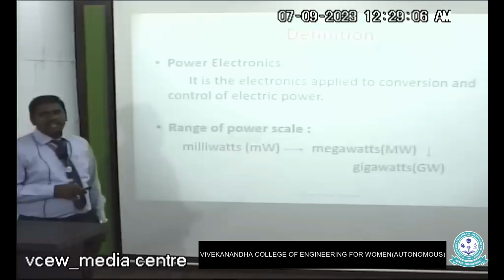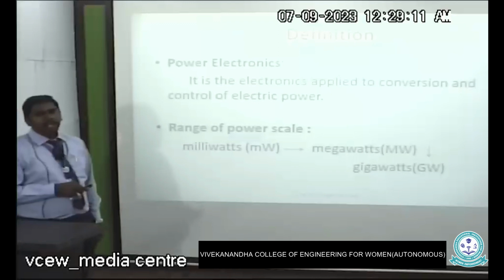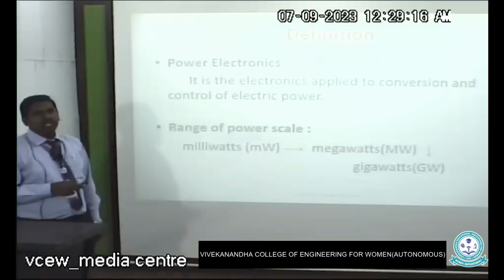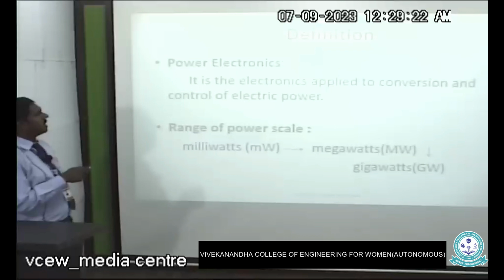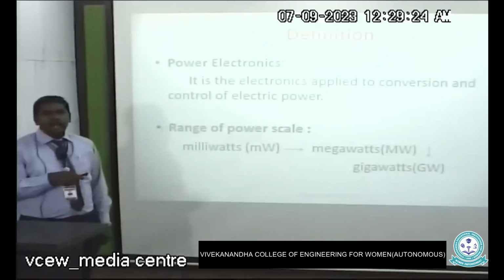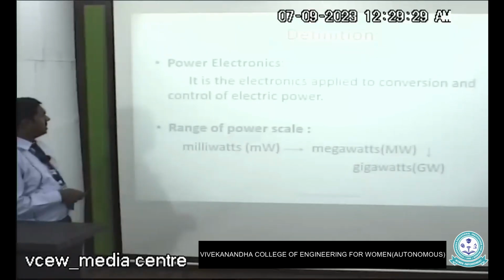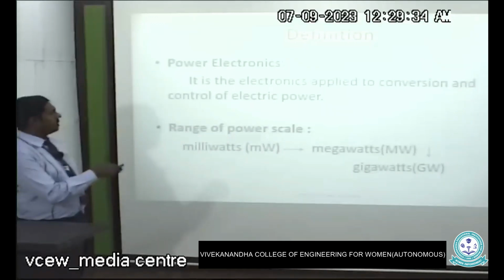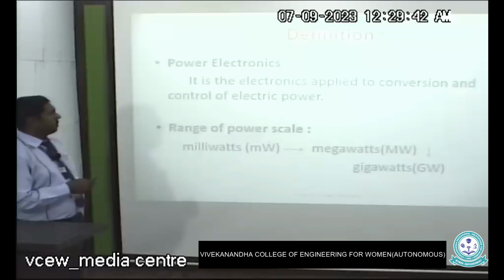Then what is the definition of power electronics? Power electronics is the application of electronic components to conversion and also control. It states that electronics is applied to conversion and control of electric power. Okay, this is a small example: you can apply millivolts, and the millivolts will be converted into megawatts and also gigawatts. So this is the conversion and control of power electronics.